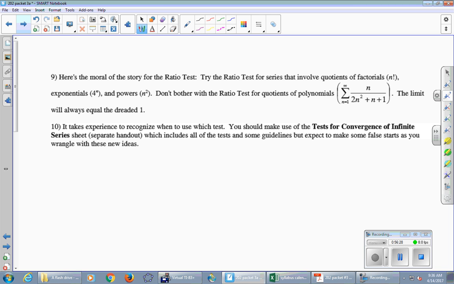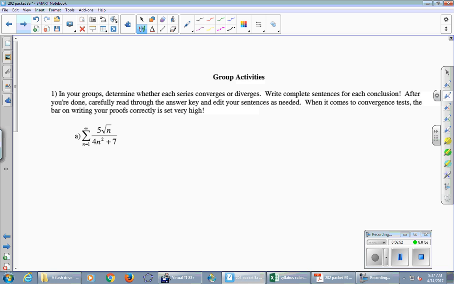Okay. All right. It takes experience to recognize when to use which test. I think after the 3 today, we currently have 7 different tests. It takes a lot of practice. You should have that sheet that we talked about today handy as you're working on homework and activities and stuff. But you should certainly expect to make some false starts as you wrangle with these new ideas. So there are 2 activity problems on the next page. They're going to use the techniques from today, comparison test and or ratio tests. Give them a shot.